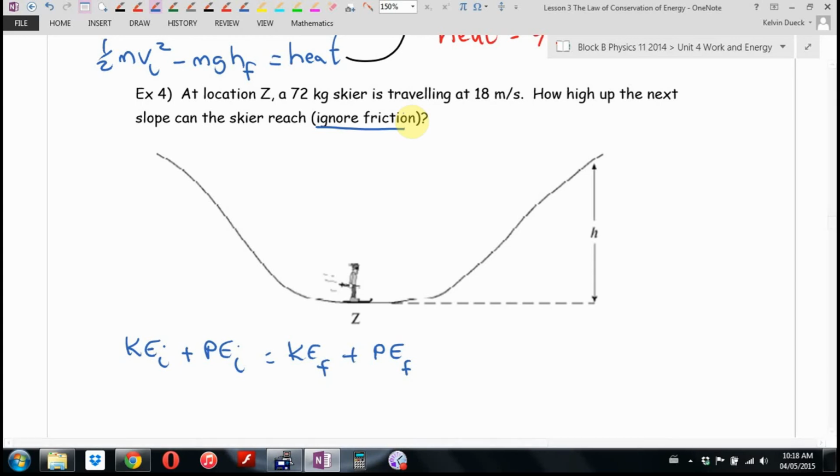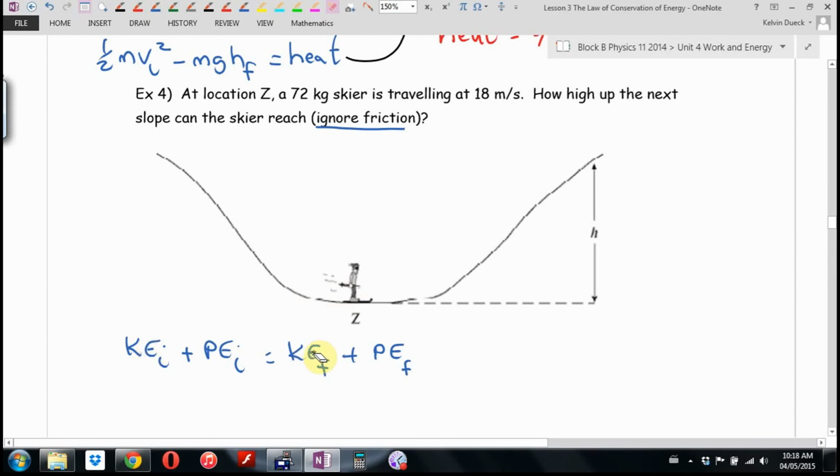Now remember, kinetic energy, that was the energy of what? I'm looking for a word that begins with the letter M and rhymes with lotion. Okay, the energy of motion. So when do you have kinetic energy? If you are moving. Ready? At location Z, right here, is the skier moving? So do they have kinetic energy? Then we're not going to cross that out.